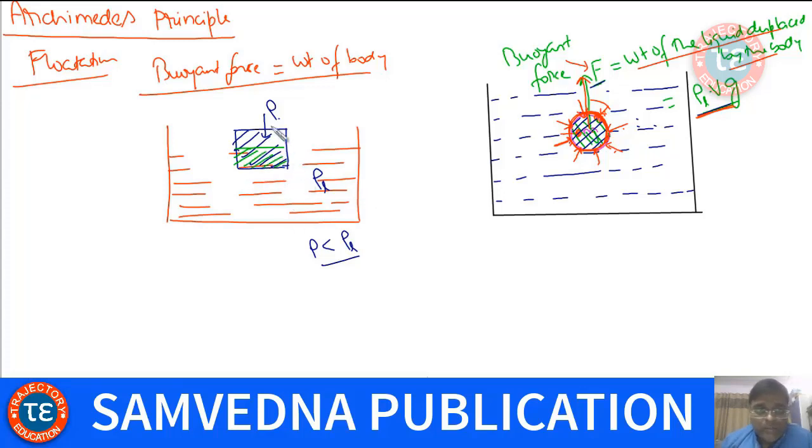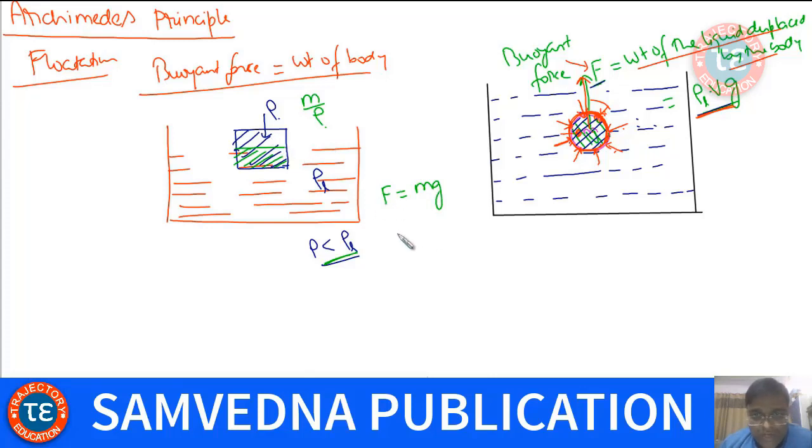See, the mass, what is the volume of this body? Volume of this body would be m by rho, right? And in order to balance the weight, if rho is less than rho L, how much buoyant force is needed? The buoyant force we need is F equals mg, where m is the mass of this body.